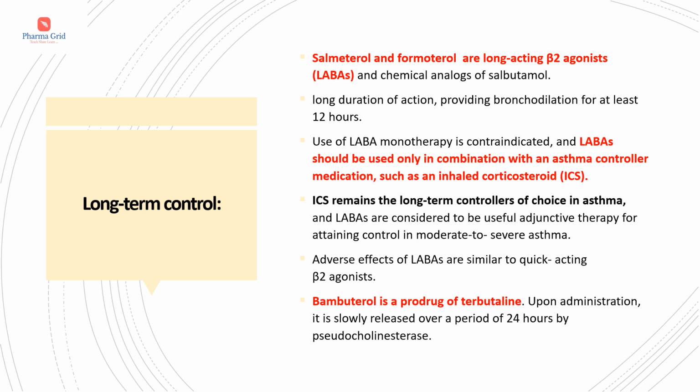So for quick relief of symptoms, we can use short-acting beta-2 agonists such as salbutamol and terbutaline because of their rapid onset of action, whereas salmeterol and formoterol are long-acting beta-2 agonists that can be used for long-term control. Both the short-acting beta-2 agonist and long-acting beta-2 agonist cannot be used as monotherapy as they do not have anti-inflammatory effects, and long-acting beta-2 agonist should be used only in combination with an asthma controller medication such as an inhaled corticosteroid. And inhaled corticosteroids remain the long-term controllers of choice in asthma.